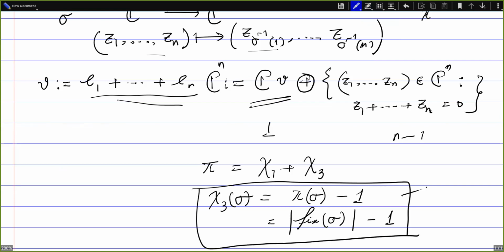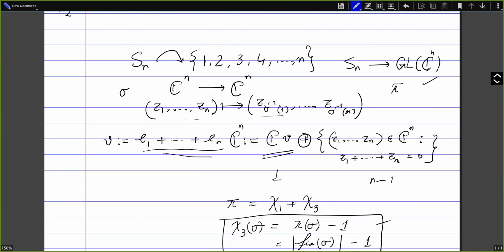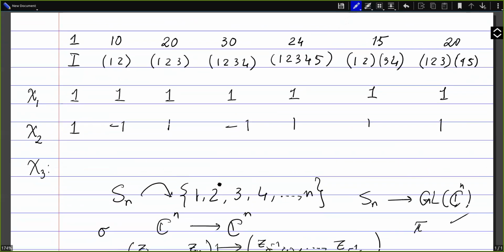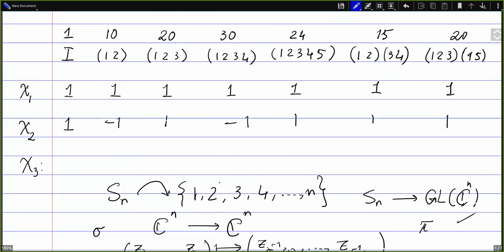With this formula, let us compute the values of the character chi3. In the case of the identity, it has 5 fixed points, so the value here will be 4. Here it has to be 2, here it will be 1, here it has to be 0, here it has to be minus 1, 0, and 1. Thus we have found the values of the character chi3.